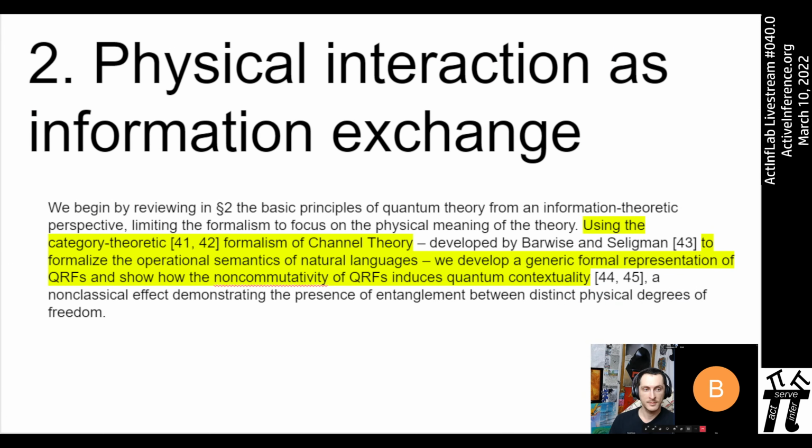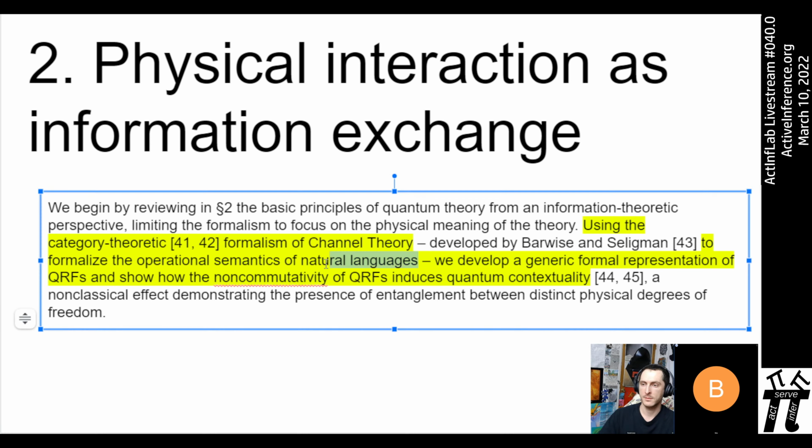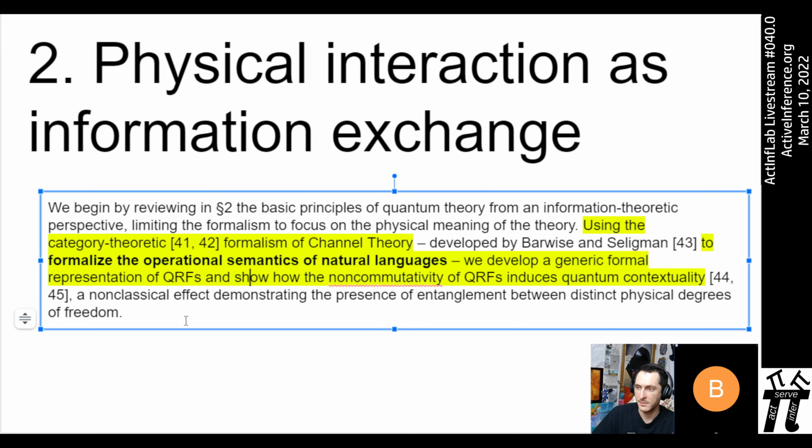So we're going to jump right in. Section 2, they talk a lot about physical interaction as information exchange. And that's something I wonder also, like, we have the classical mechanics, and do the laws of quantum always apply, or at some scale are they not applicable, or can we extend them into some theory of everything? Are we getting there maybe? But here in this section, they say that they use the category theoretic formalism of channel theory to formalize the operational semantics of natural languages. So they develop a generic formal representation of quantum reference frames and show how the non-commutativity of quantum reference frames induces quantum contextuality. And I had fun really digging into this at a level that I felt comfortable explaining it at. So I'm excited to see if I bungle it or how it goes.